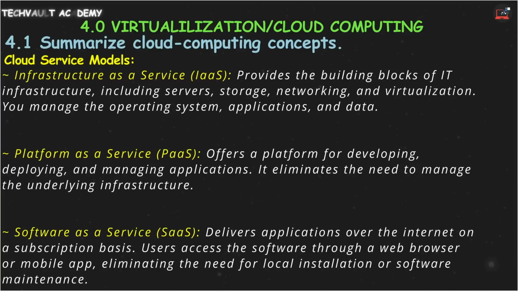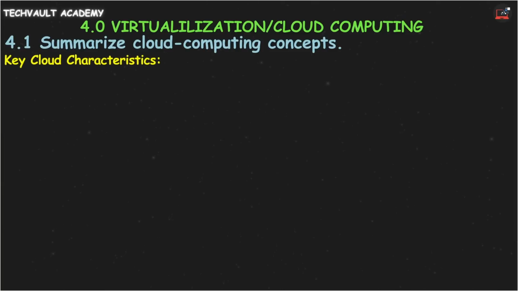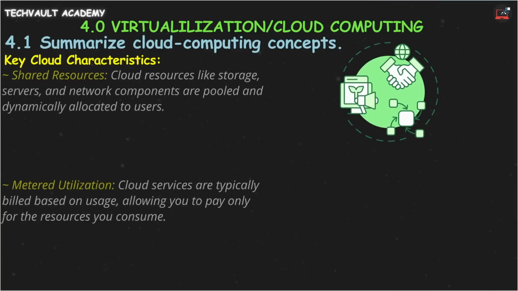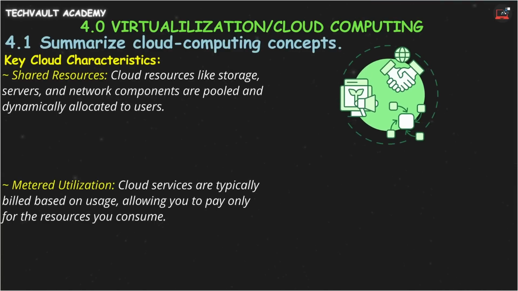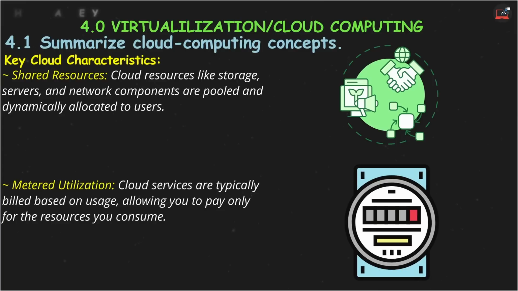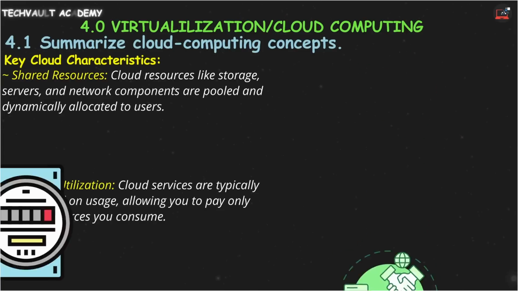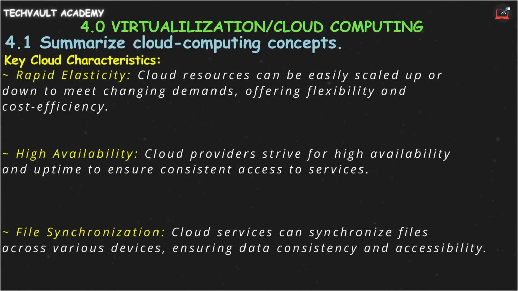Key cloud characteristics. Shared resources. Cloud resources like storage, servers, and network components are pooled and dynamically allocated to users. Metered utilization. Cloud services are typically billed based on usage, allowing you to pay only for the resources you consume. Rapid elasticity. Cloud resources can be easily scaled up or down to meet changing demands, offering flexibility and cost efficiency.